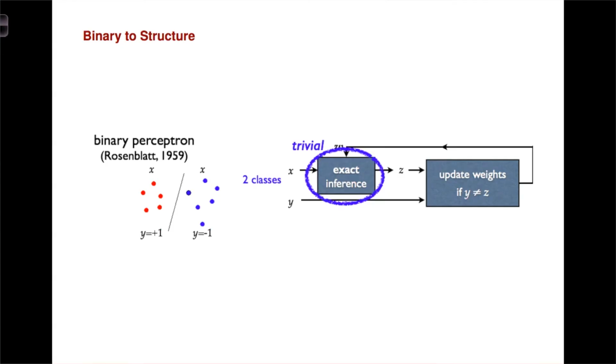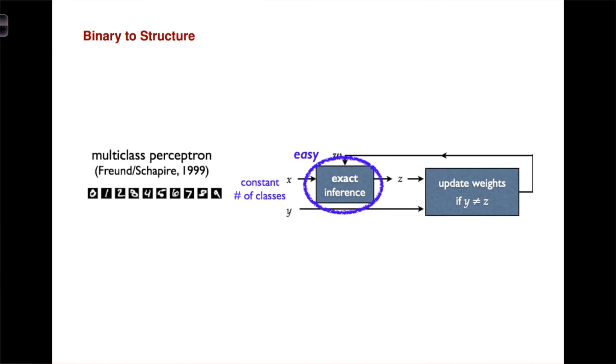So how do we move from binary to structure? So let's again think about the binary perceptron where we're just trying to predict binary labels, either y is equal to -1 or +1. And so figuring out which label we assign to an example x is trivial. You just compute the dot product and see what sign it has. When you have a multi-class perceptron problem, that's still pretty easy. For a constant number of classes, you take several dot products and you see which one is the largest.